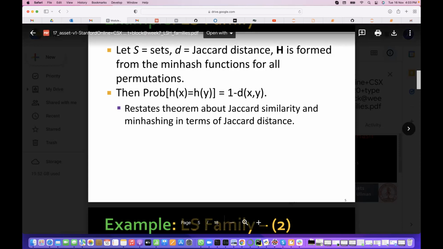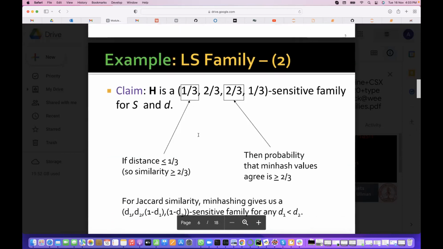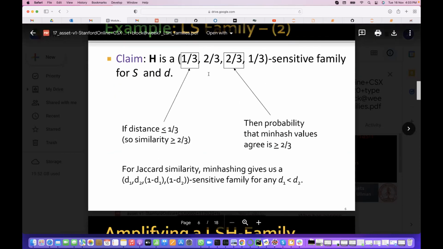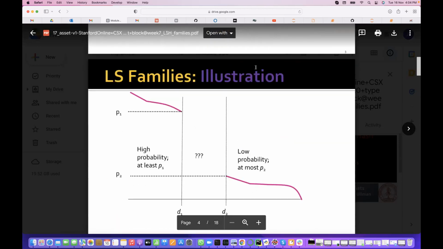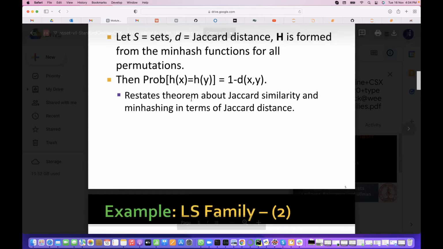This restates the theorem about Jaccard similarity and min hashing in terms of Jaccard distance. So the claim is H is (1/3, 2/3, 2/3, 1/3)-sensitive. So 1/3 is the distance D1, 2/3 is D2, 2/3 is probability P1, 1/3 is probability P2. He is trying to put it in this setup of (D1, D2, P1, P2)-sensitive.